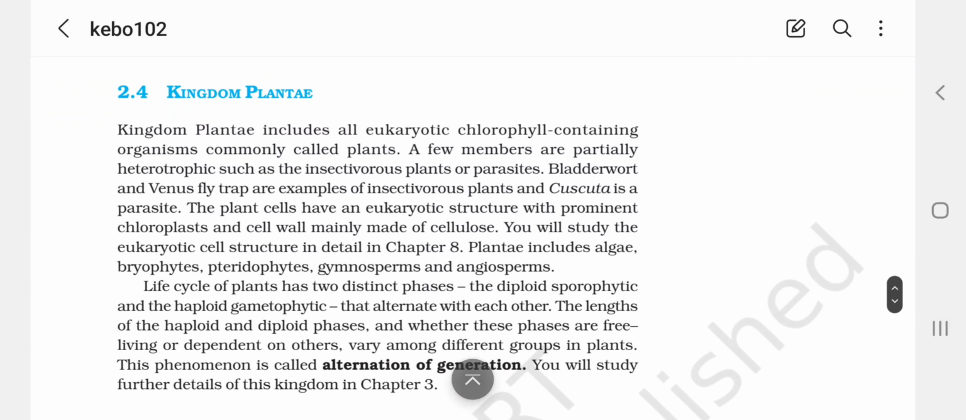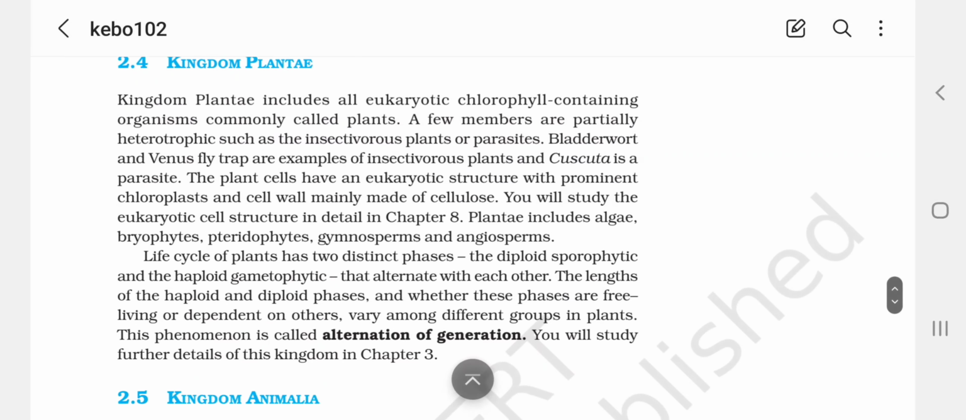2.4 Kingdom Plantae. Kingdom Plantae includes all eukaryotic chlorophyll containing organisms commonly called plants. A few members are partially heterotrophic, such as the insectivorous plants or parasites. Bladderwort and Venus flytrap are examples of insectivorous plants, and Cuscuta is a parasite. The plant cells have a eukaryotic structure with prominent chloroplast and cell wall mainly made of cellulose. You will study the eukaryotic cell structure in detail in chapter 8.